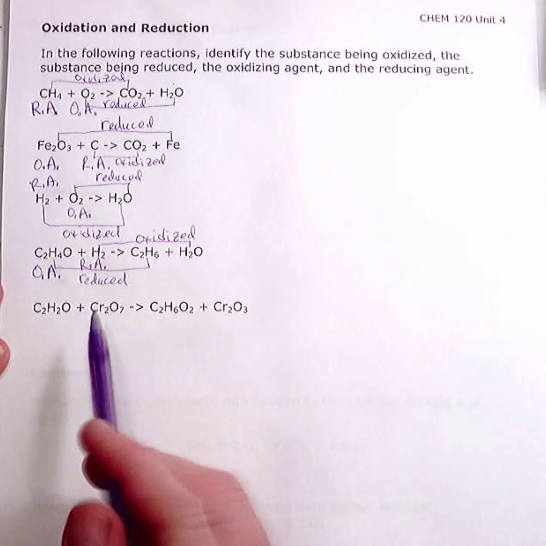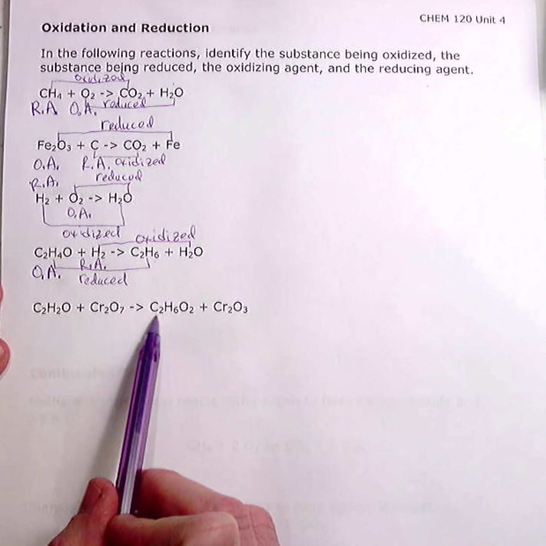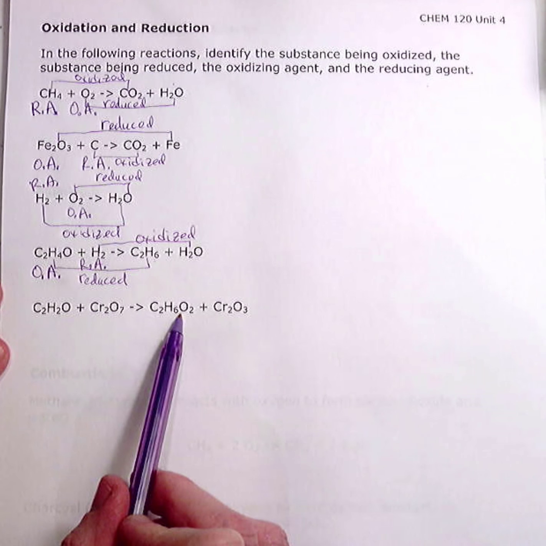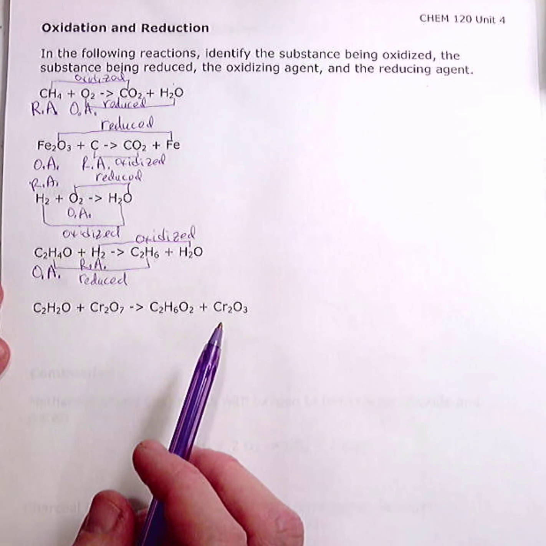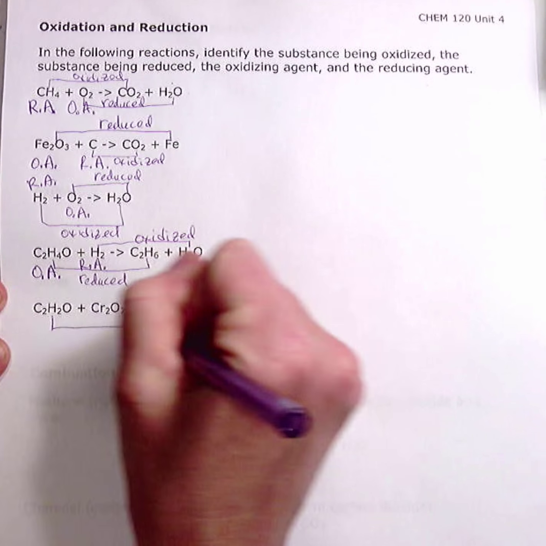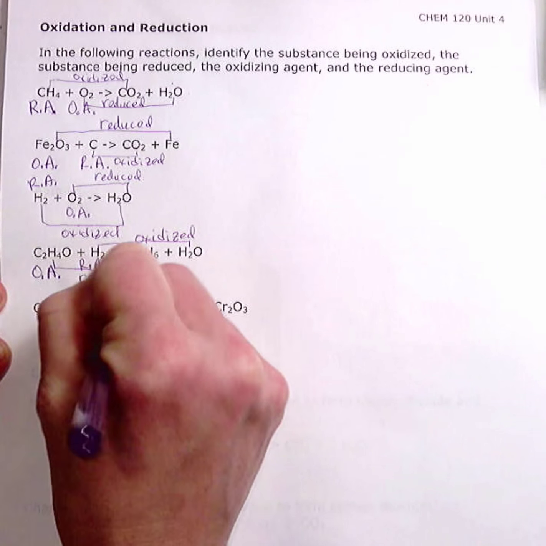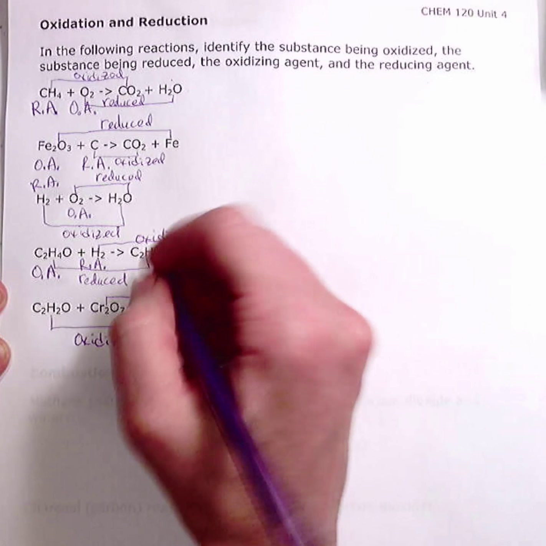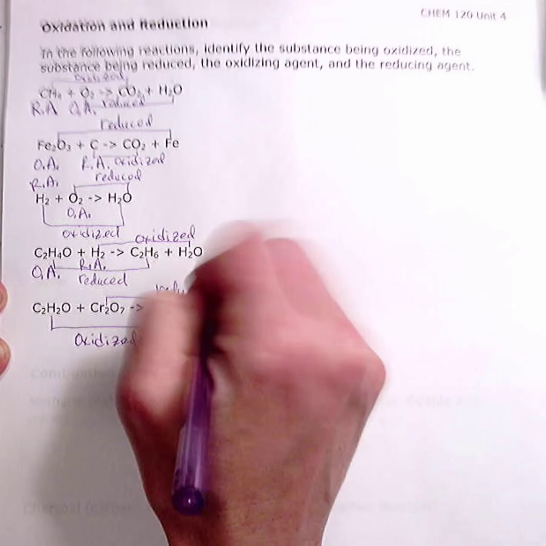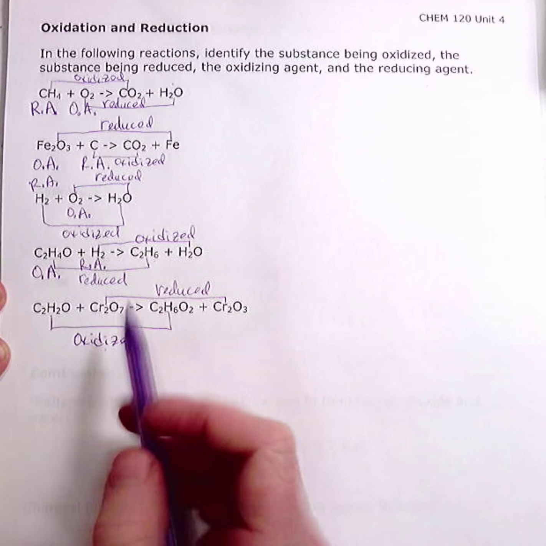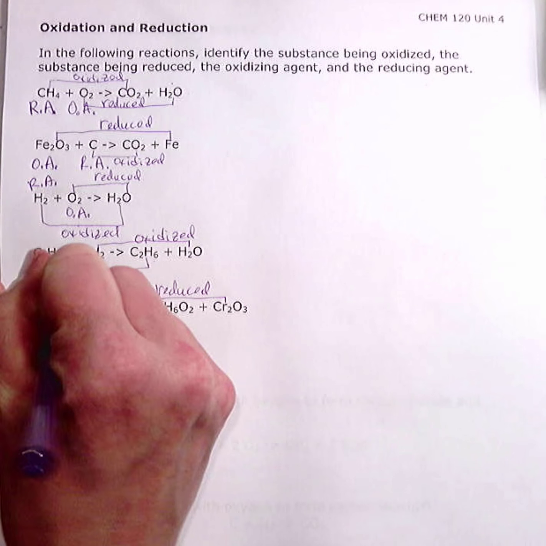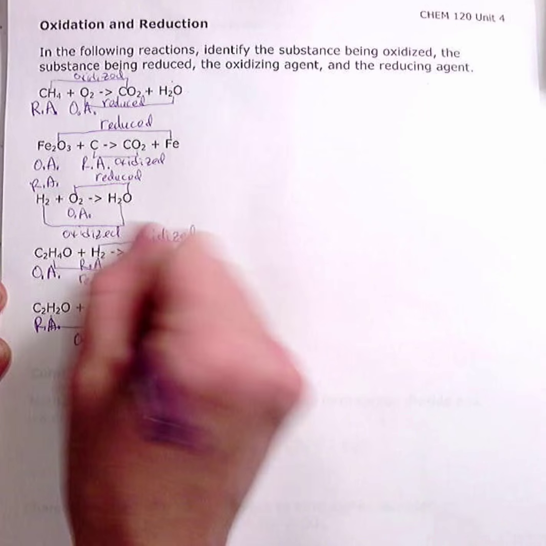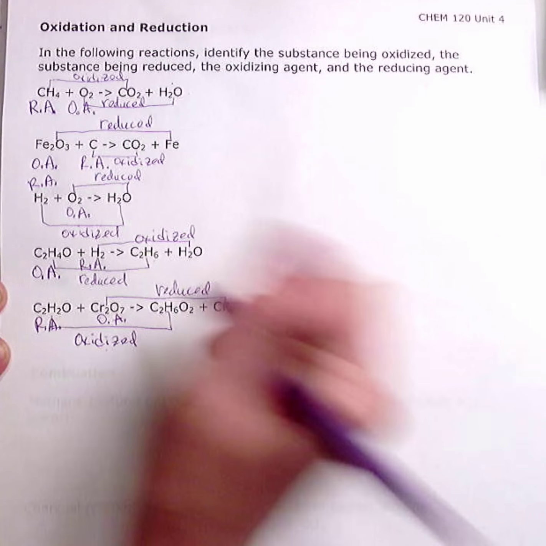So, okay, so C2H6O is going to C2H6O2. So you're gaining hydrogen, but you're also gaining oxygen. So it's being oxidized. Cr2O7 is going to Cr2O3, so this is getting reduced. Okay, so the ethanol is getting oxidized, and this is the reducing agent. Cr2O7 is getting reduced, and this is the oxidizing agent.